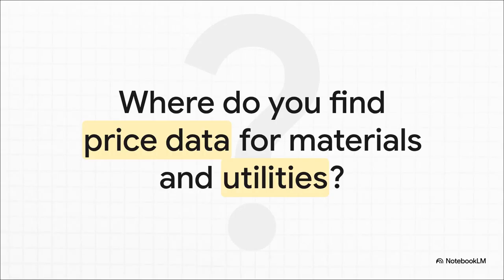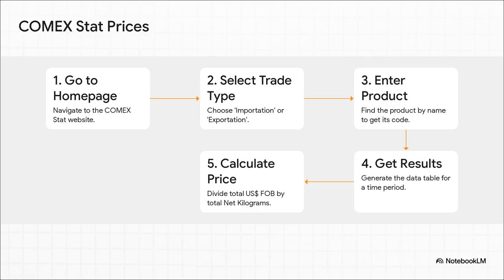Yeah, this is the million-dollar question, isn't it? That formula is amazing, but it's totally useless if you're feeding it garbage data. So, where on earth do you find reliable industrial-scale prices for things like raw materials and utilities? Well, here's a great little pro tip. You can use a country's foreign trade database, like Comexstat in Brazil. It's totally free, and it's pretty straightforward.